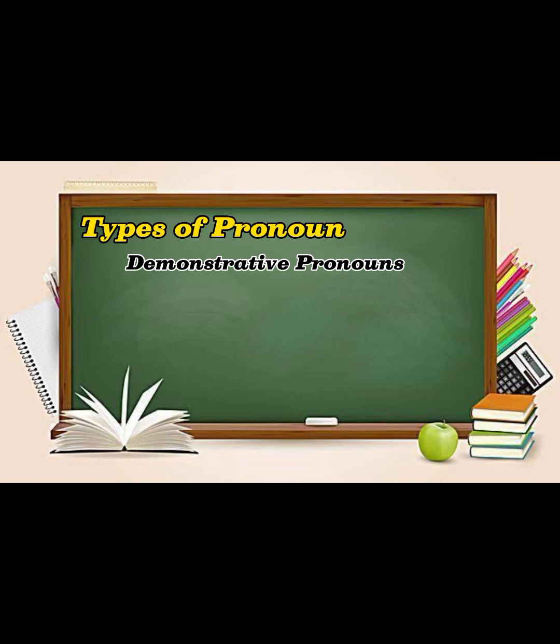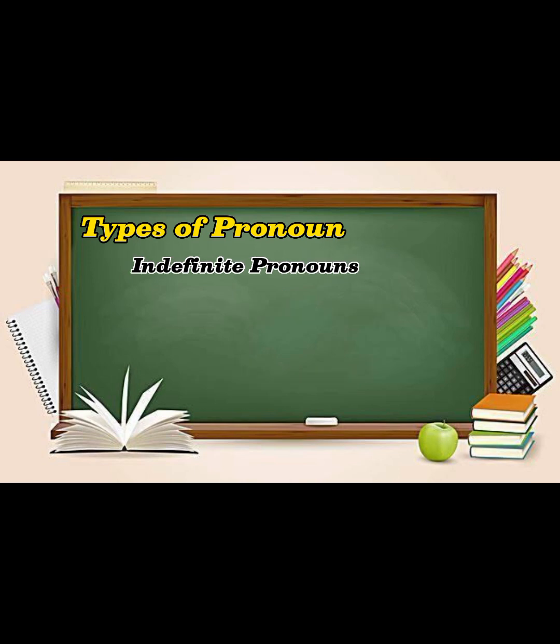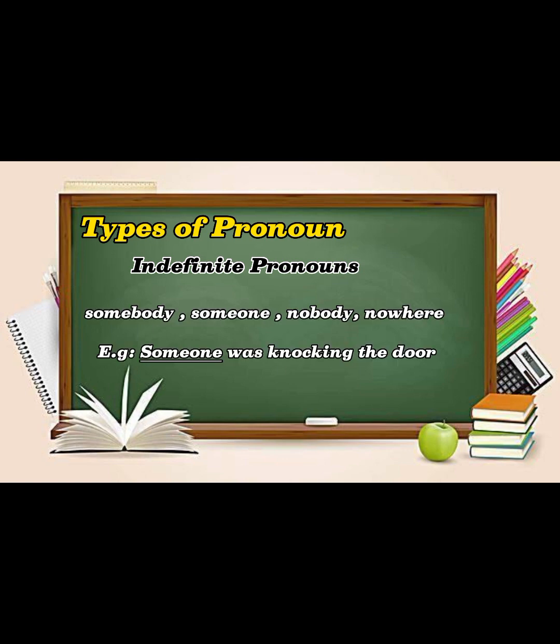Then we have demonstrative pronouns. Demonstrative pronouns are basically used to point to some specific object. Demonstrative pronouns are this, that, these, and those. And the next one is indefinite pronouns. Indefinite pronouns are not used to refer to some particular place, person, or thing. For example, somebody, someone, nobody, nowhere, etc.